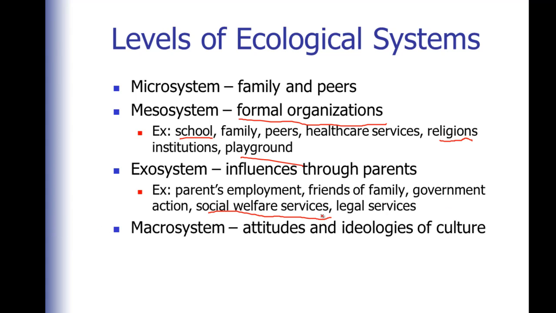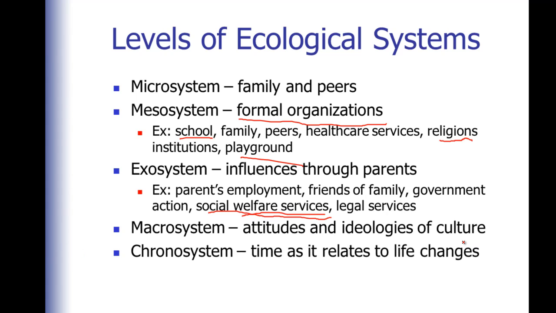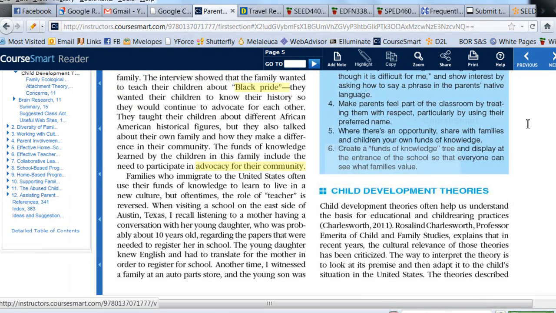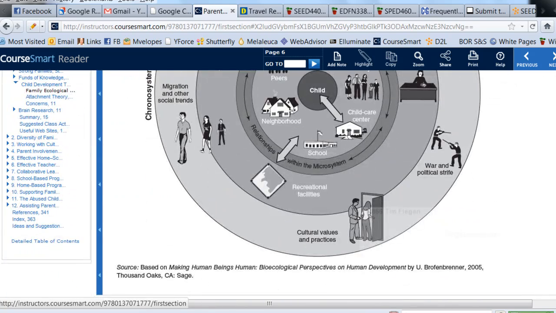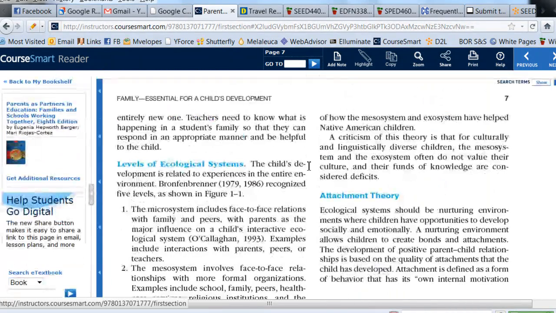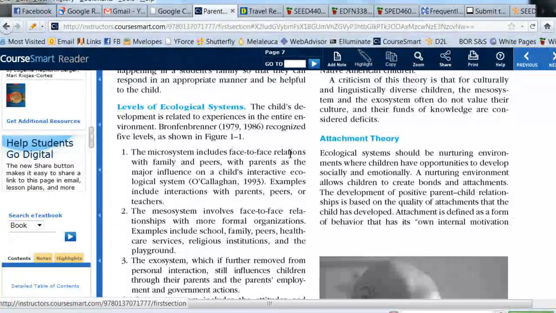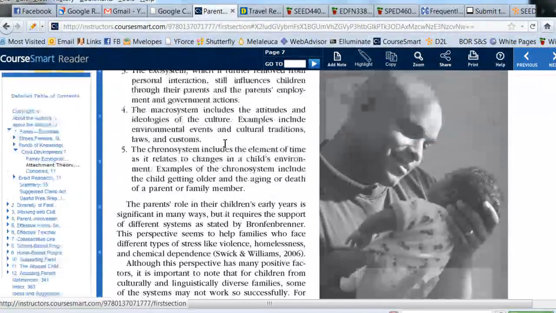And what this implies to me is the government. Is the government doing enough? And then the macrosystem is those attitudes and ideologies of culture, whatever the culture is. And then the chronosystem, time as it relates to life changes. Okay, so that's the different systems. Now, each plays a role, and let's go back to the textbook and just see how that's further developed. Here's the different systems again, and the pictures that go with it, the levels of the system as we laid out here. Okay.